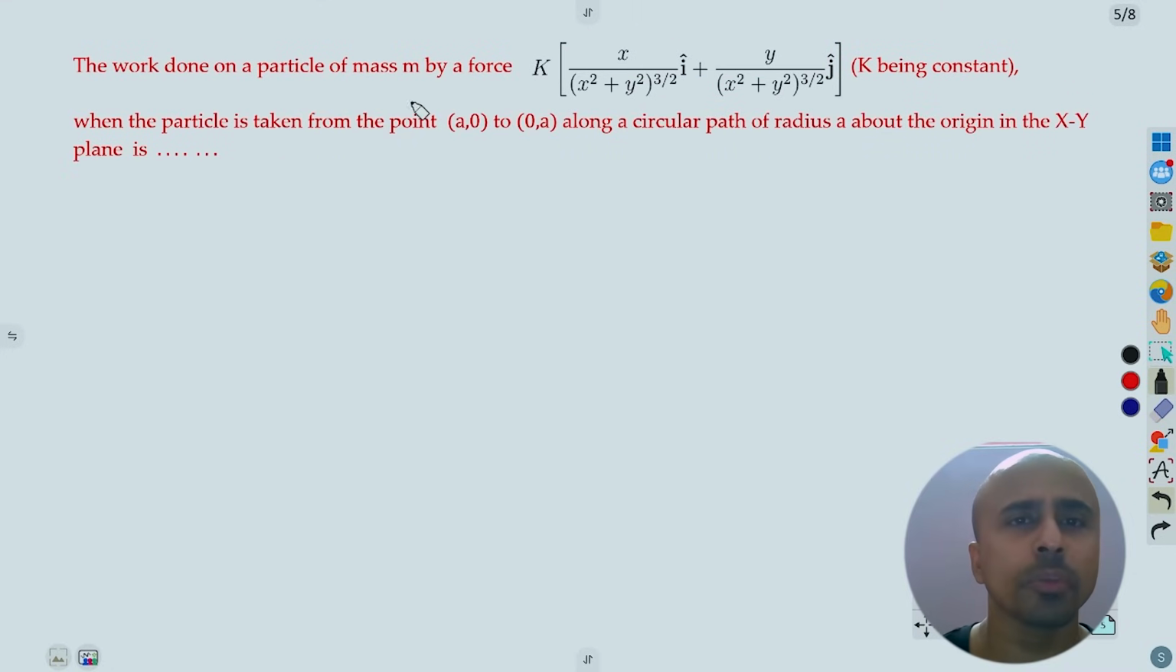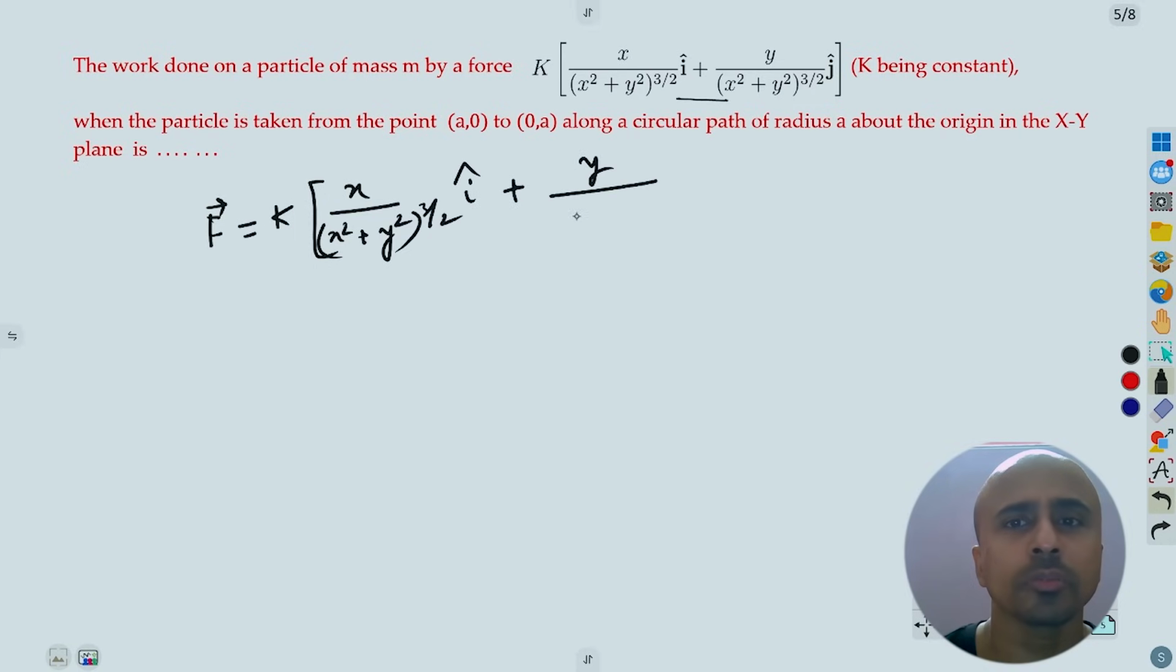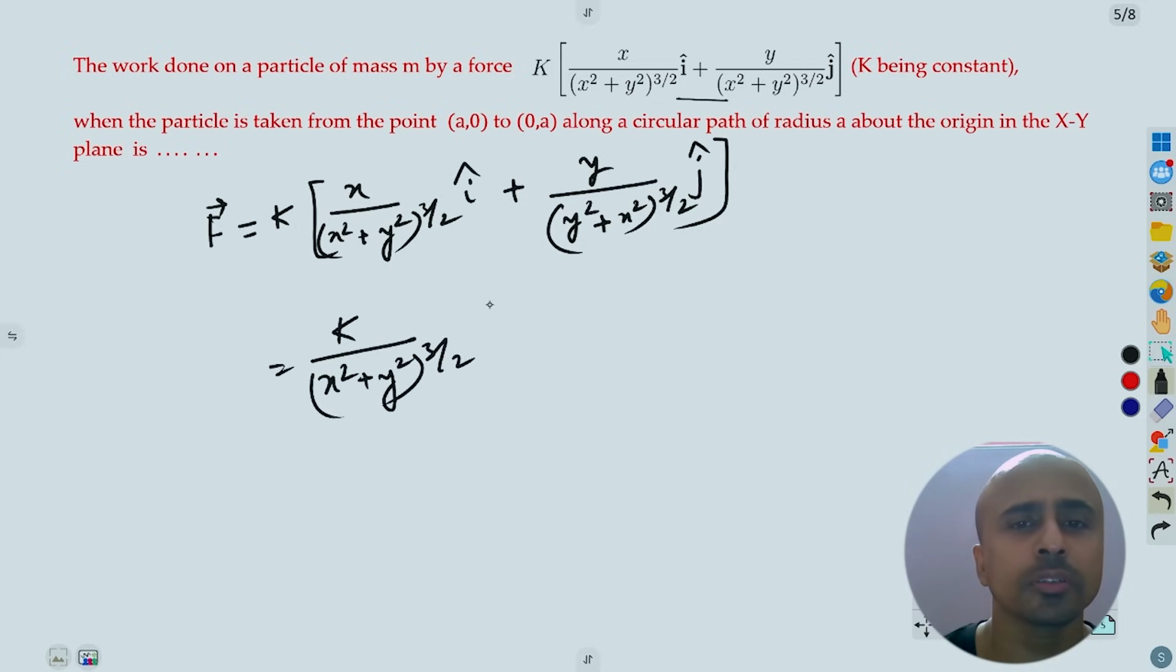The work done on a particle of mass m by a force. So this is the force. So let's write down the force. It is something like this: x by (x square plus y square) to the power 3 by 2 I cap plus y by (y square plus x square) to the power 3 by 2 j cap. Let's pull k out outside. I'm just simplifying, that's all.